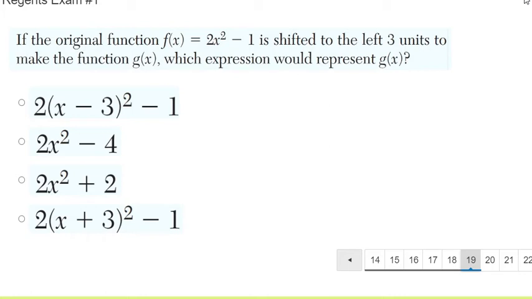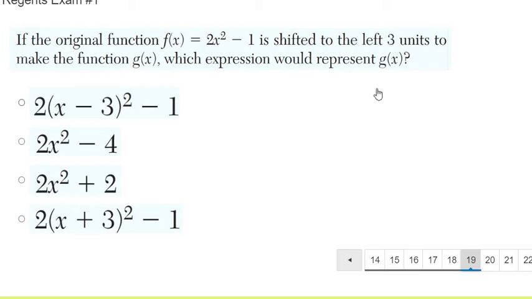So, this comes down to what you know. If you remember transformations, when we're moving things, movement left and right is determined by inside parentheses. Movement up and down is controlled by outside of parentheses. So here, if we're moving left, it's inside. And the key term is inside is opposite.